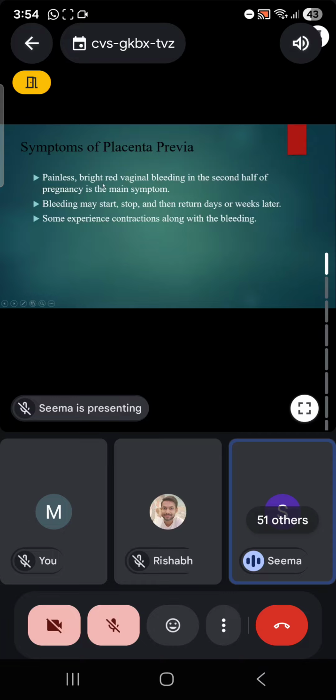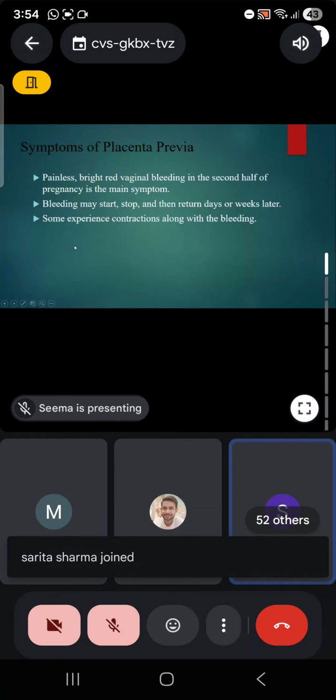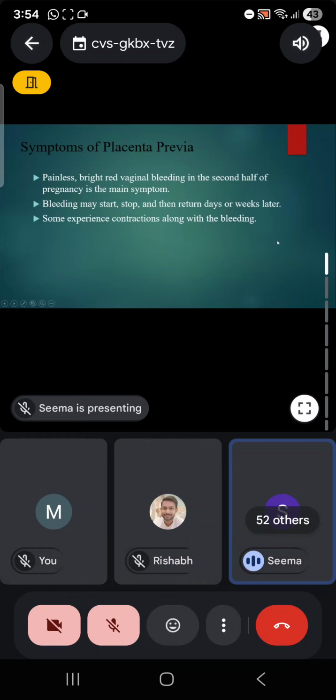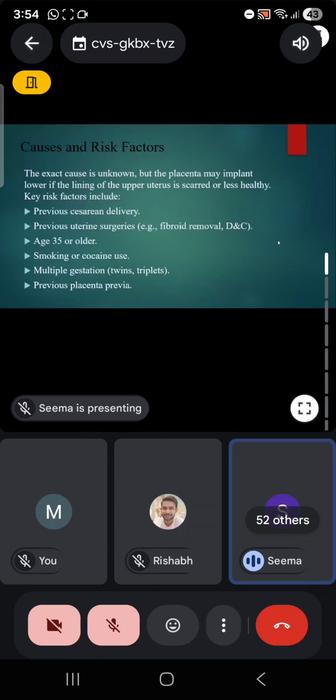It is when the patient is having bright red vaginal bleeding in the second half of pregnancy. That is the main symptom, and bleeding may start, stop, and then return a day or a week later. Some experience contractions along with the bleeding.